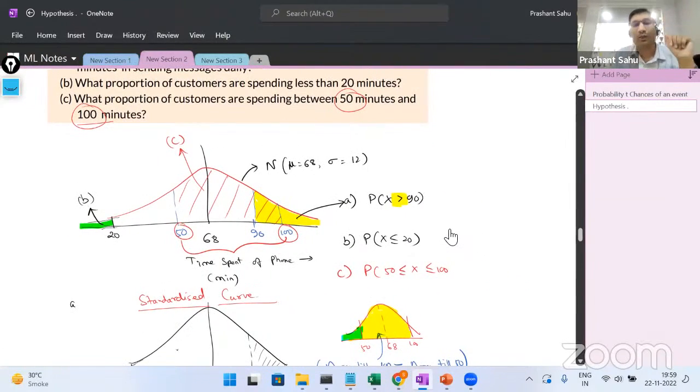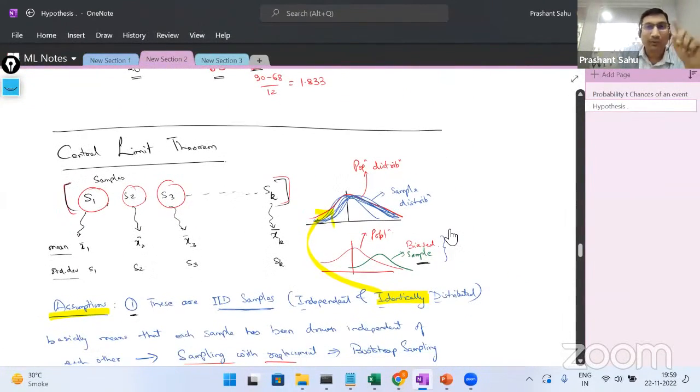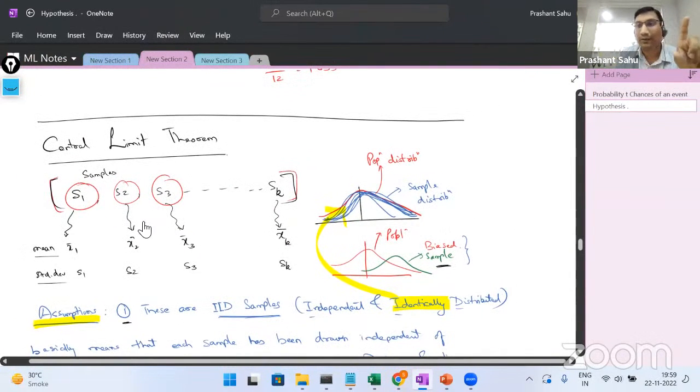The same thing is also going to happen for hypothesis testing. Now before going to hypothesis testing, one last prerequisite is the central limit theorem.